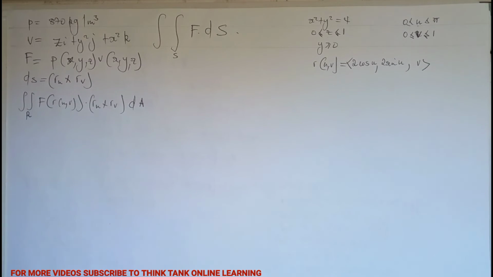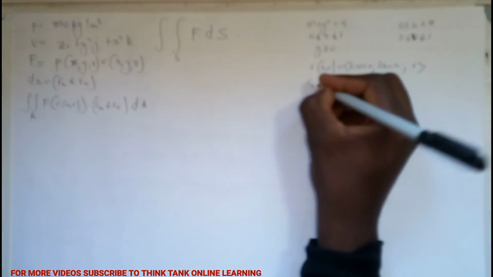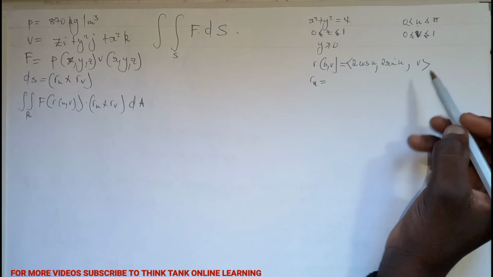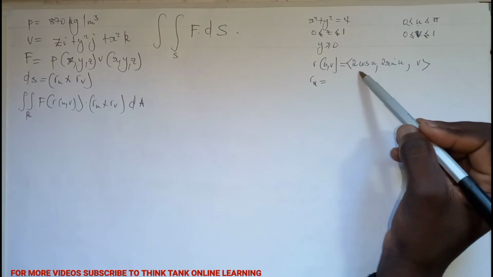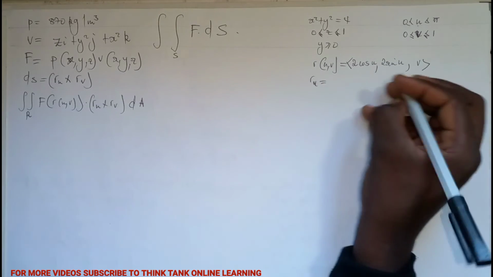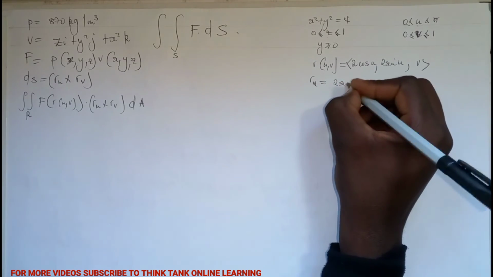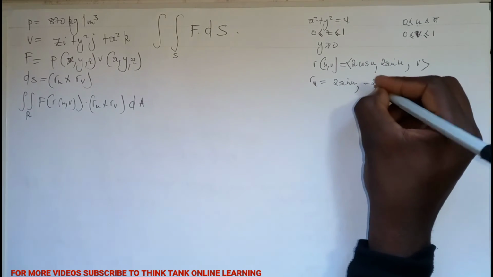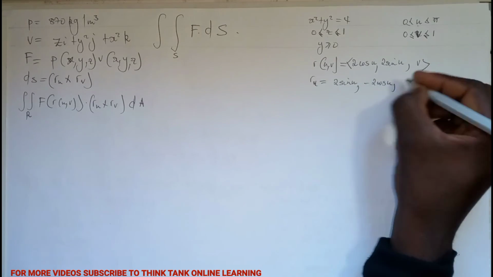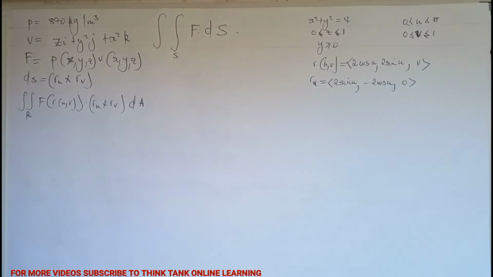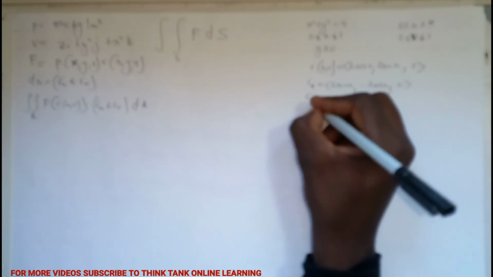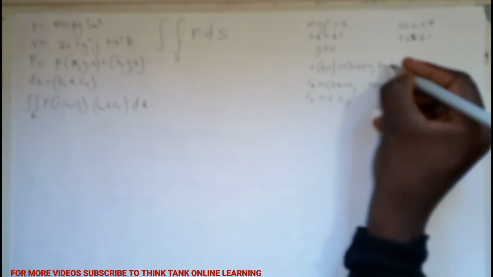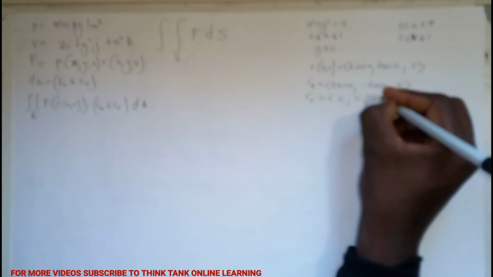Now I think it's wise to find r_u, which is just partial differentiation with respect to u. So the derivative of 2 cos u is -2 sin u, and the derivative of 2 sin u is 2 cos u, and for v it's going to be 0. Then for r_v, we don't have v in x and y, so differentiating with respect to v we get 0 there and 1 for z.